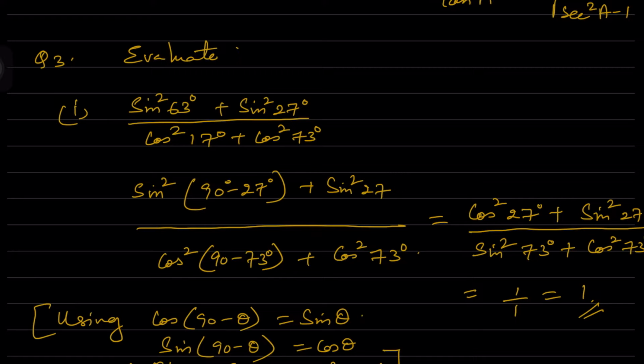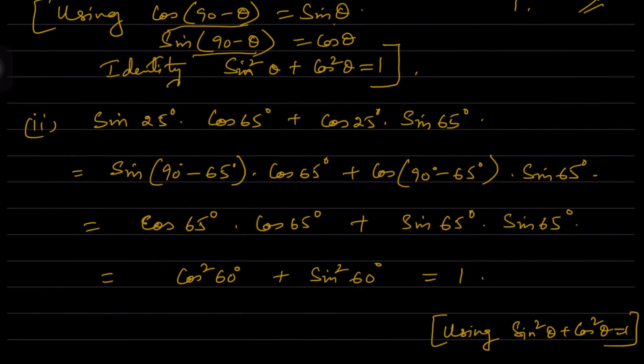square 73. This 63 can be written as 90 minus 27, so that is written here. Sin square 63 can be written as sin square of 90 minus 27 plus sin square 27 by cos square of 90 minus 73 plus cos square 73. Because we use these trigonometric identities: cos of 90 minus theta is equal to sin theta, sin of 90 minus theta is equal to cos theta, and also this identity we are using. You get here sin square of 90 minus 27, which is nothing but cos square 27, plus sin square 27 by sin square 73 plus cos square 73, which is 1 by 1, which is 1. That is the answer over here.